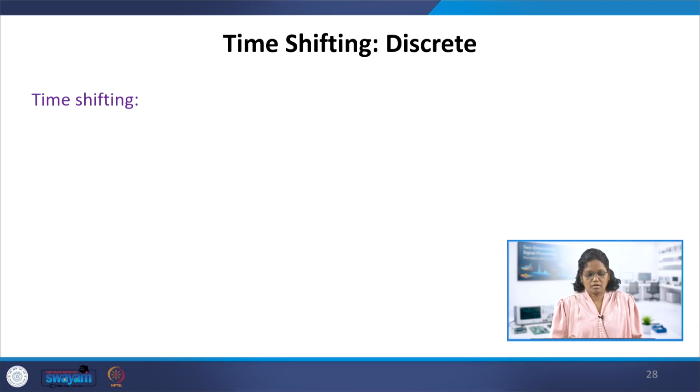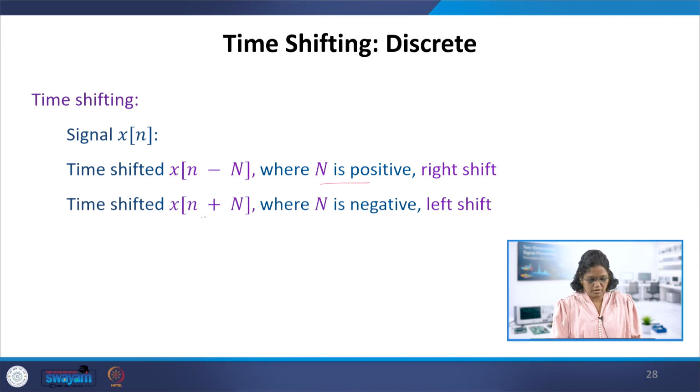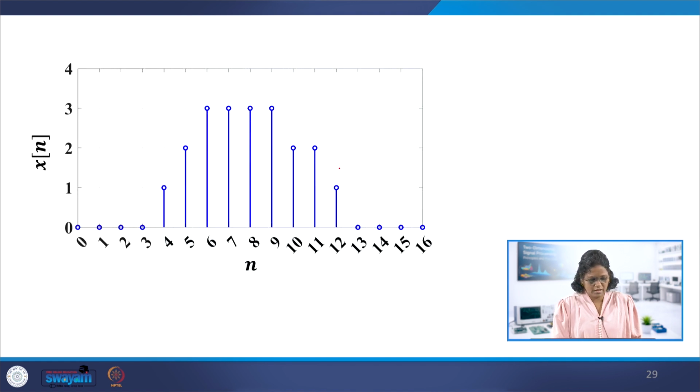In discrete time, we take this same example with a discrete sequence x of n, and how do we do the time shifting? So x of n minus n is going to be a right shift where n is positive here, and if it is a left shift, n is negative, it's x of n plus n. So the same sequence we'll take, but we have discretized it. It is defined only at some points, that is integer values of n only. So these are zeros, and 1, 2, 3, and then 2 here, 1, and same. So this is a sequence, this is x of n.